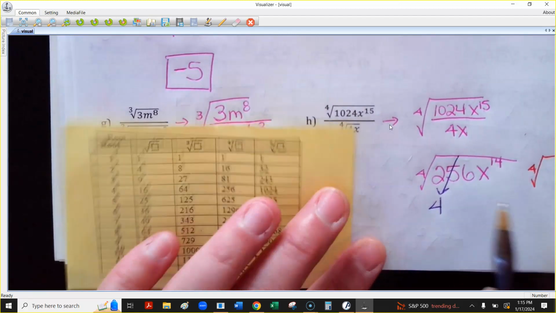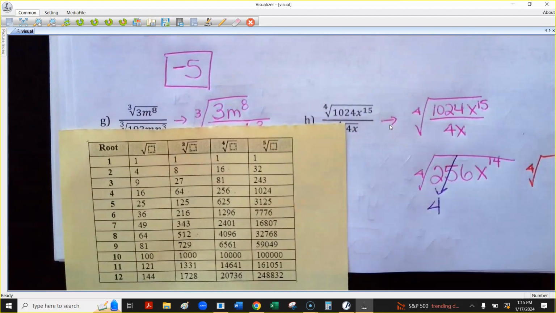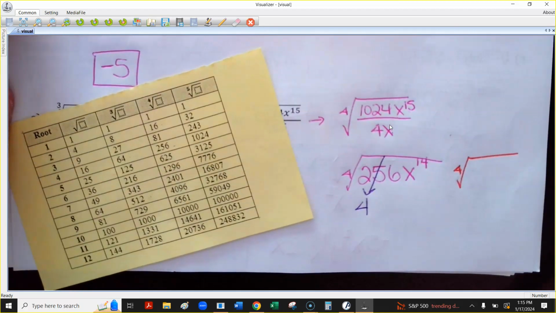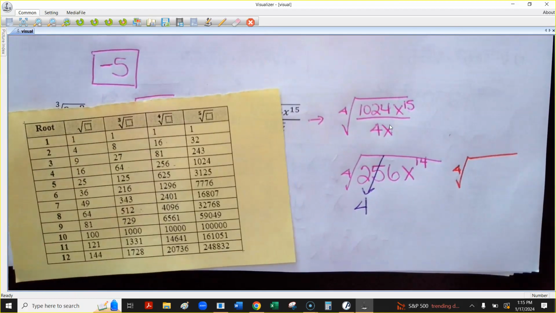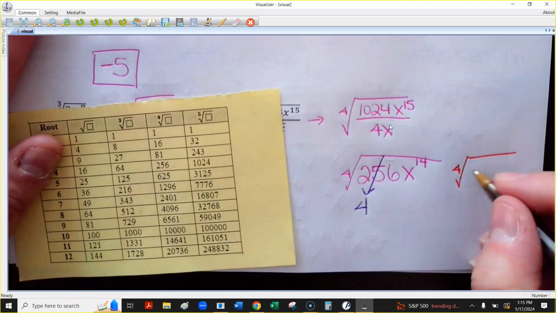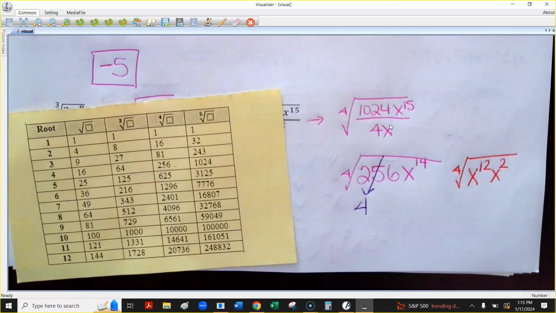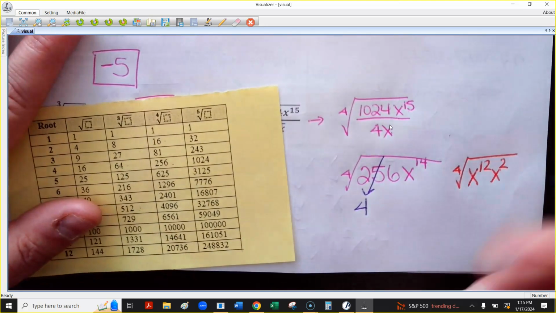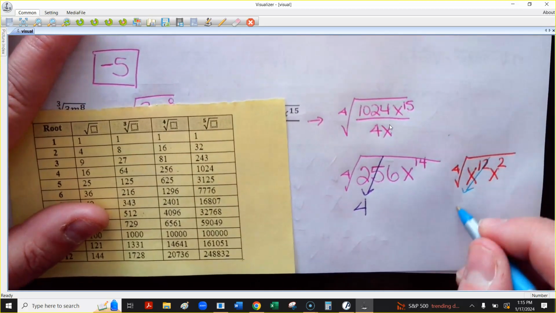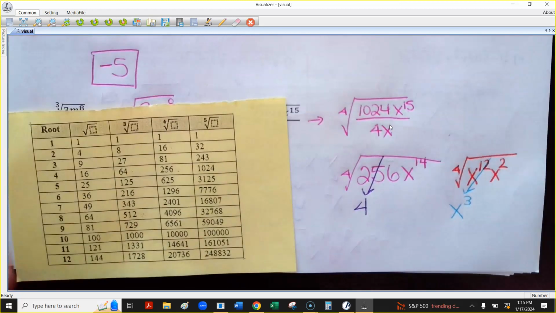I'd break that apart. Out of 14, what's the biggest number I could get that 4 would go into? 12. So when you break these apart, if I add them back together, using the exponent properties, it should add back up to 14. So when we pull the 12 to the side, we'd have 2 left. Then 12 divided by 4 would be our perfect fourth root. So we pull out an x to the 3rd.